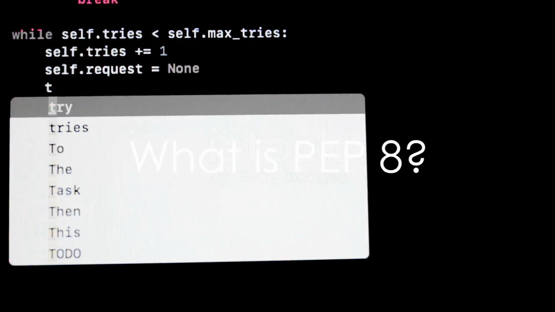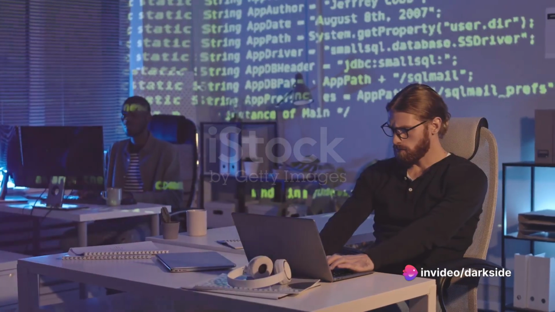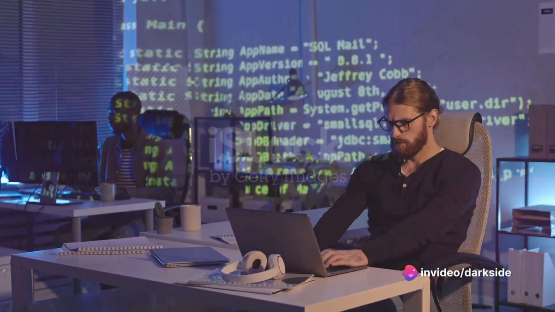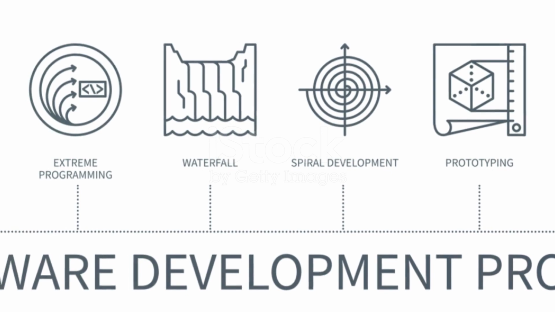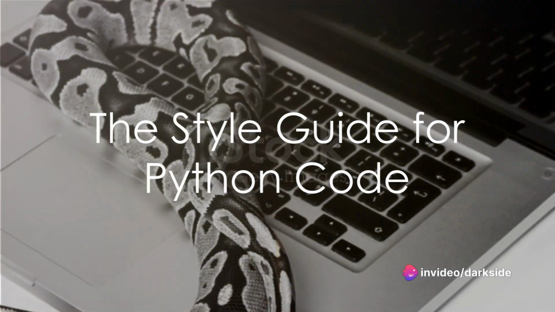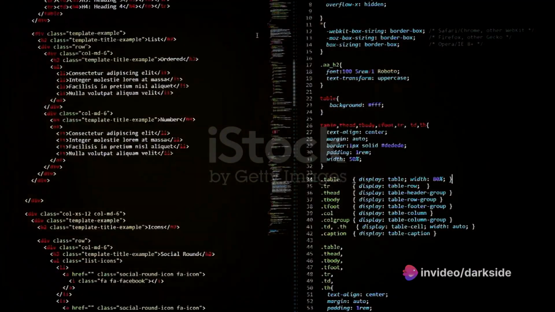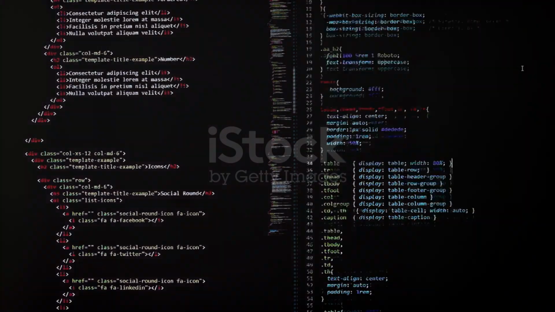PEP 8 is a document that provides coding conventions for Python code. It was authored by Guido van Rossum, Barry Warsaw, and Nick Coughlin. The term PEP stands for Python Enhancement Proposal, and the number 8 denotes that it was the 8th proposal made. PEP 8 is all about style, the style of your Python code. It covers areas like indentation, naming conventions, line length, whitespace usage, and where to put comments. It's like the grammar book for Python programming.